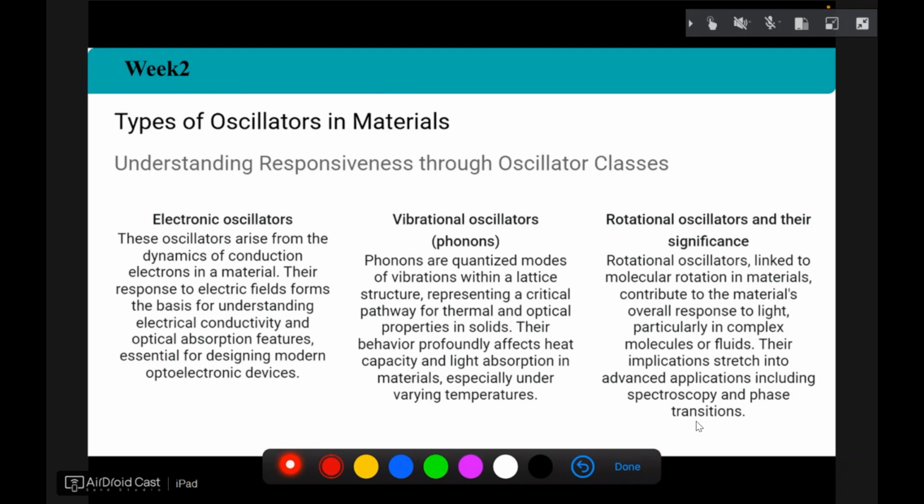The third is rotational oscillators and their significance. Rotational oscillators link to molecular rotation in materials. These will dominate in the microwave region.